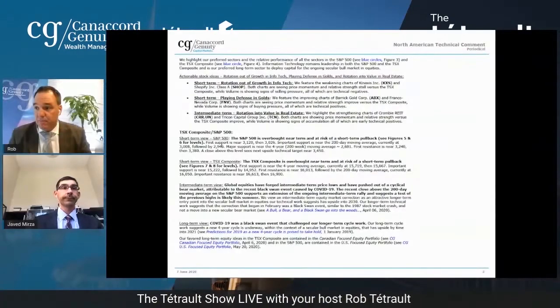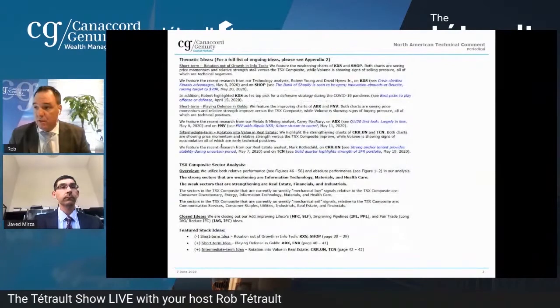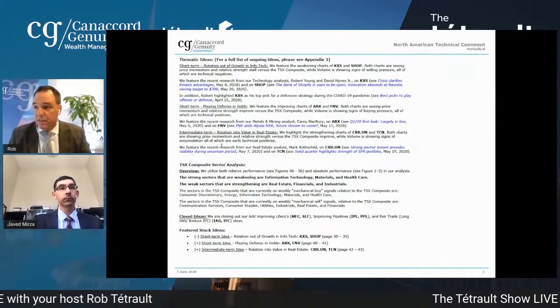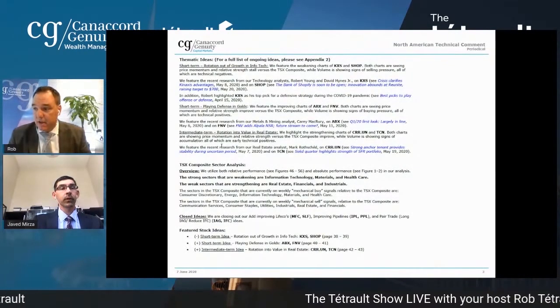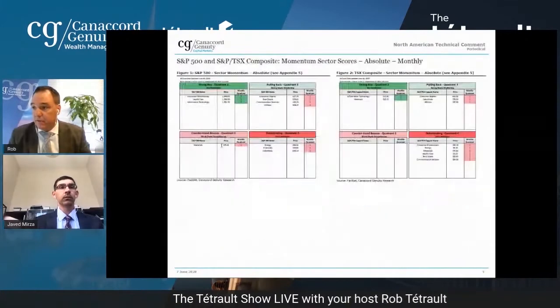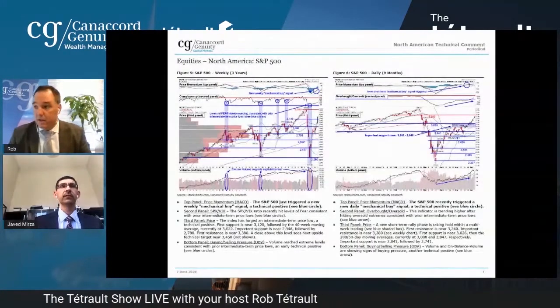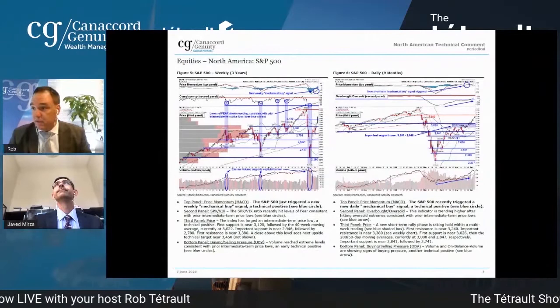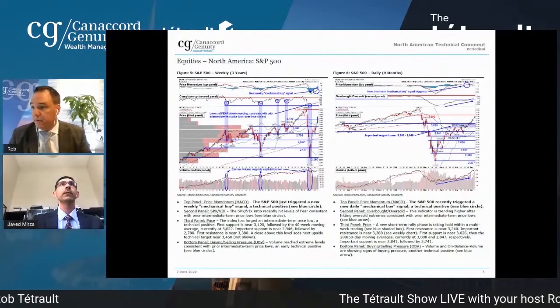We talked about some thematic ideas here. I'm going to skip ahead and get right into probably page 7, where we talk about the S&P 500, figure 5.